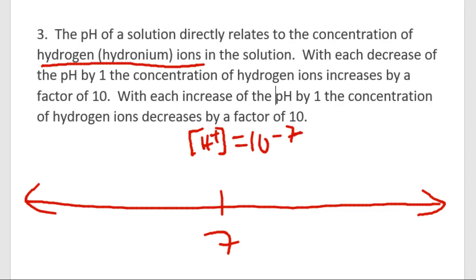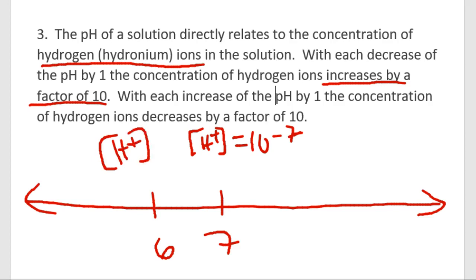If the pH drops to 6, we know that means that we now have a solution that's acidic, and our hydrogen ion concentration increases by a factor of 10. Well, 10 times 10 to the minus 7 means with a pH of 6, my hydrogen ion concentration now is 10 to the minus 6. So every time the pH drops by 1, I can multiply my hydrogen ion concentration by 10. So let's say it goes from 7 down to 5.